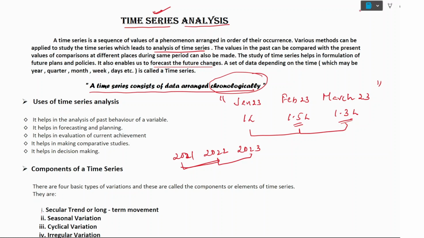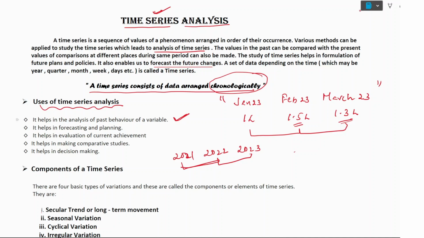Now see here, the analysis of time series is important not only to businessmen and economists, but also for scientists, the management consultants, etc. because of a few reasons. See here, the uses of time series. What is the use of time series analysis? It helps in the analysis of past behavior of a variable. Variable means, see here, the sale component is a variable because it is varying. 1 lakh changes to 1.5 lakh and again changes to 1.3 lakhs.